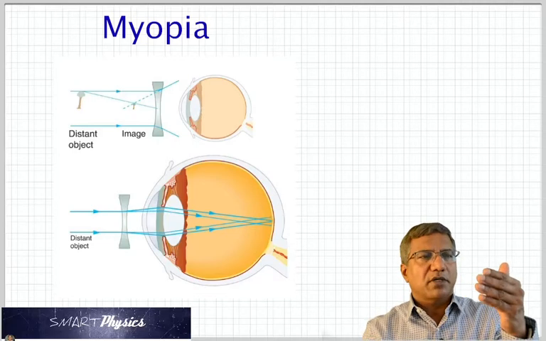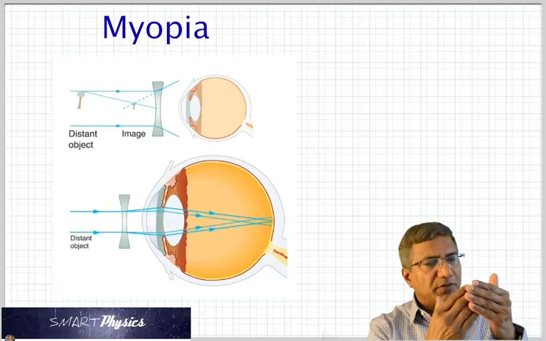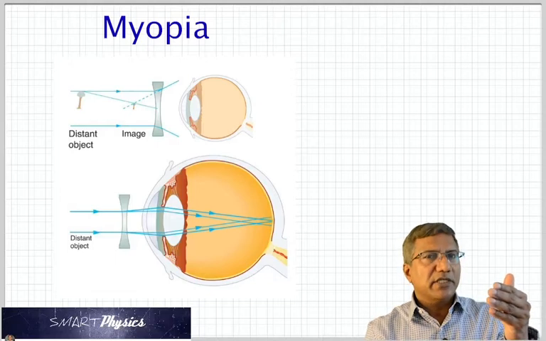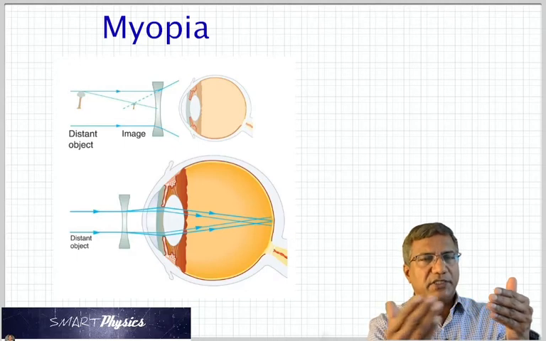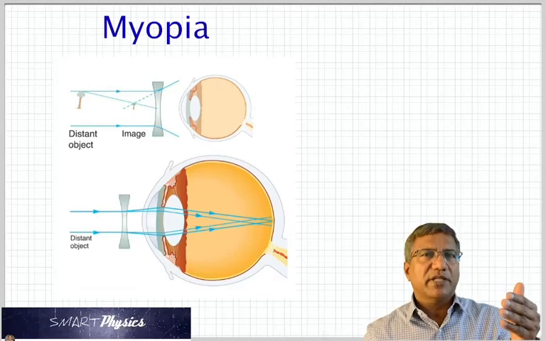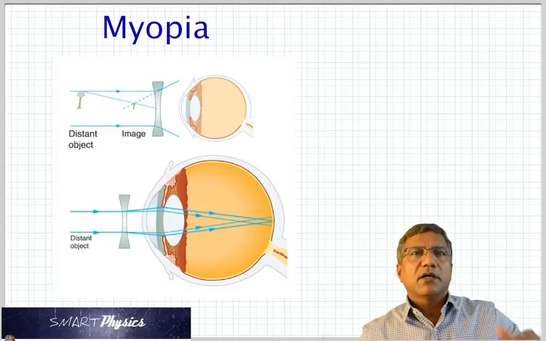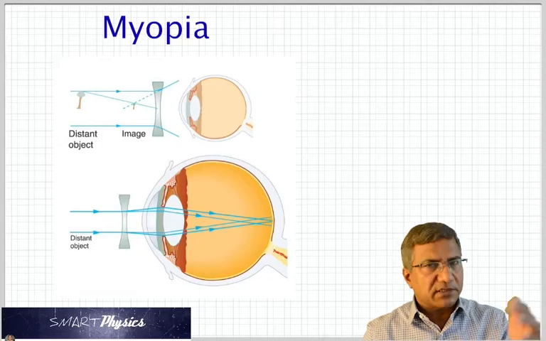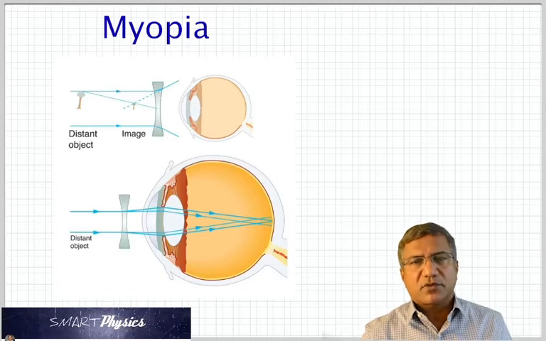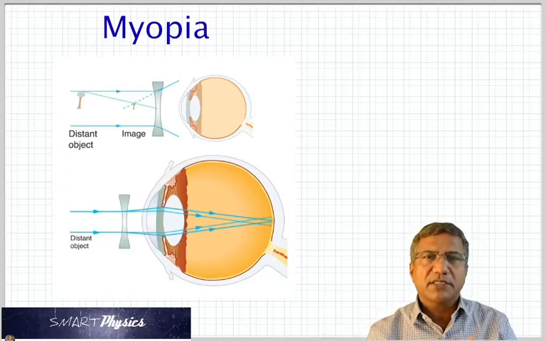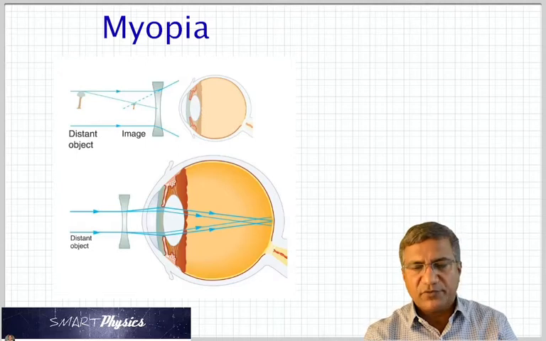So if you hold a book at a distance less than 25 centimeters, you're not going to be able to read it. So the near point is the minimum distance from the eye at which you can see an object clearly. And that is about 25 centimeters for an adult. The far point is how far away you can see, and that's infinity. So we can see up to infinite distance. So for the normal eye, the near point is 25 centimeters and the far point is infinity.